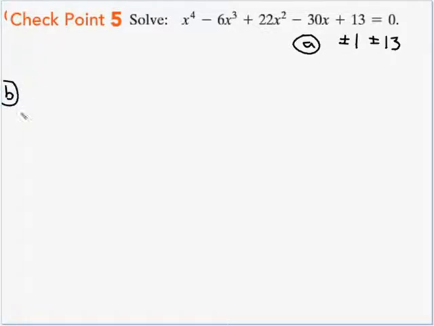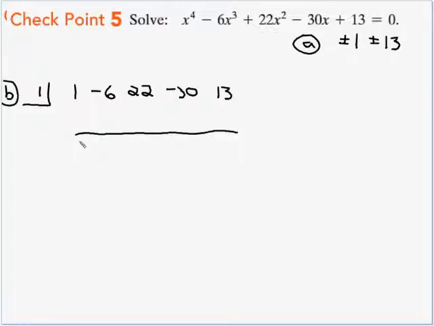Let's see if we can guess and check ourselves to one of those roots. I guess we'll start with positive 1. We've got fourth power, third, squared, x, so all powers of x are accounted for. Our coefficients are 1, negative 6, 22, negative 30, and 13. Drop the leading 1, multiply and add, multiply and add, multiply and add. Multiply and add, jackpot. Positive 1 is a root.